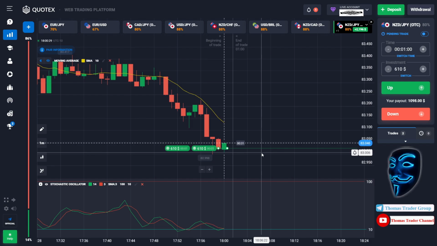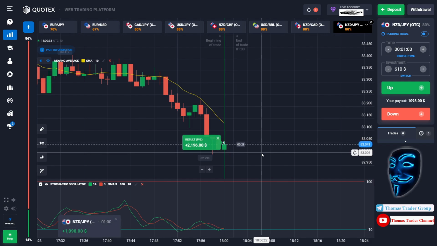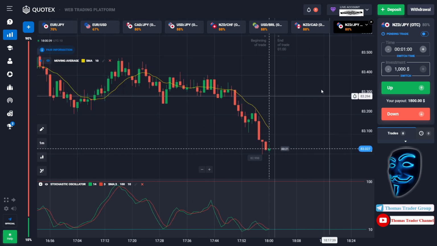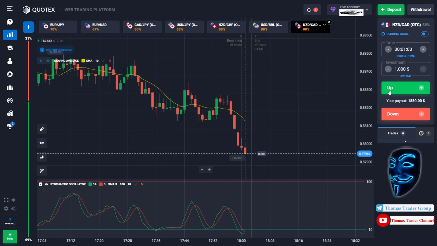We made a right prediction over here. We made a profit of $2,100. Let's divide it into 2. We will open 2 positions of $1,000 in the next open position. And over here we can open buy for 1 minute.